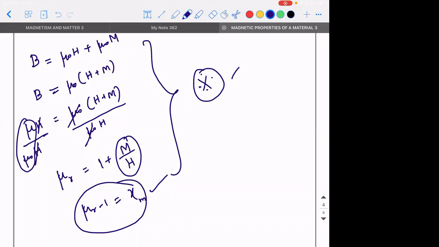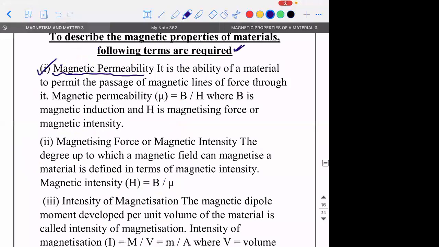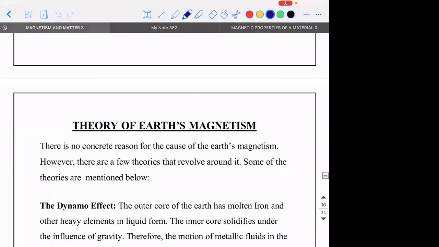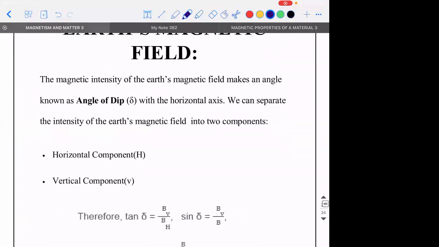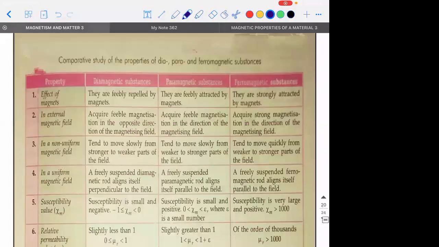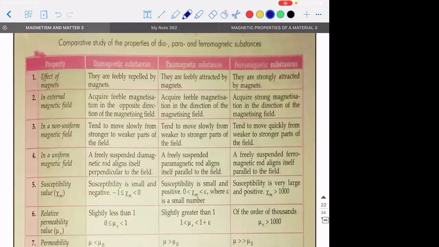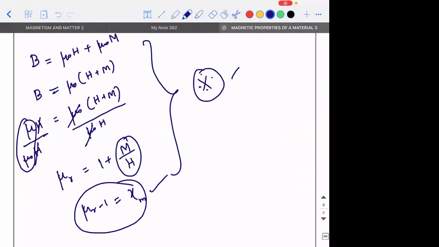Okay. So just go through these concepts. I'll be back in 2 minutes. Then we'll go to the next part of this chapter. Okay, please keep revising. I'll be back.